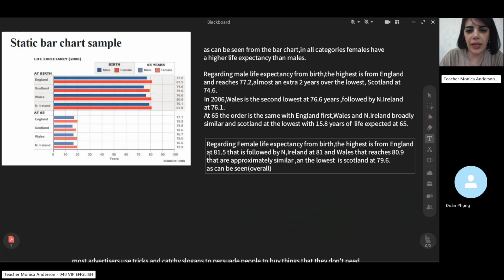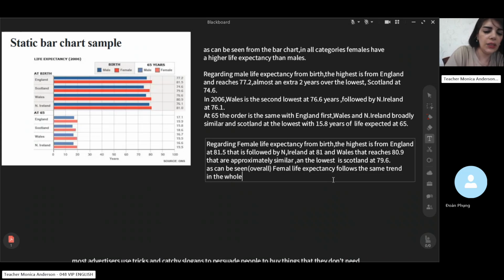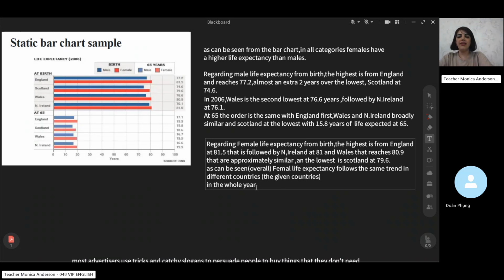Overall, female life expectancy follows the same trend in the whole year in the different or given countries. Okay, in the whole year.